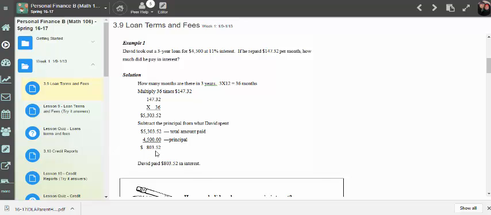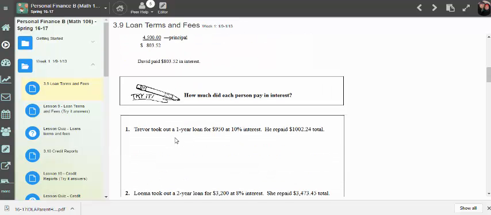So when you get a loan and it says you'll have to pay interest, obviously it's going to be on top of the principal amount that you're paying back. Okay, so that's that first one.